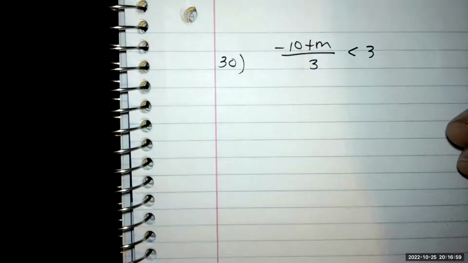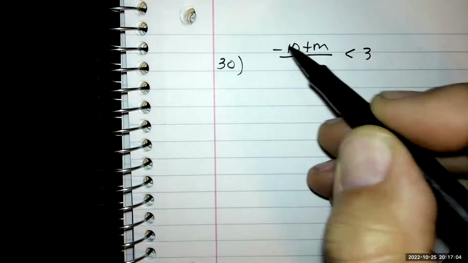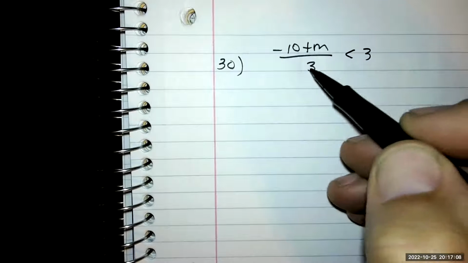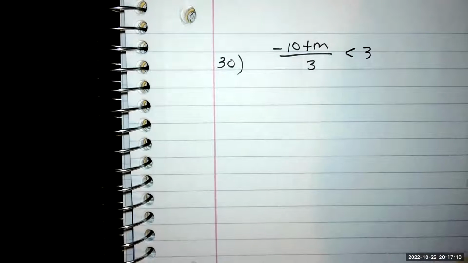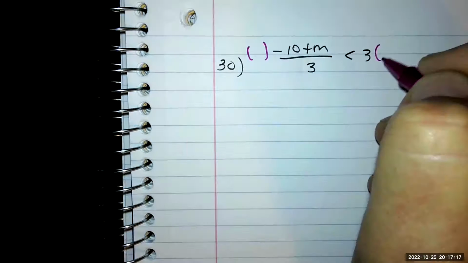All right, this is the one that's kind of like a special case. Remember the divide sign? The 3 is being divided into both of these. It's not being divided just into m. So we have to get rid of the divide by 3 first. It's a special case one. So what's the opposite of divide by 3? We're going to multiply. Remember, I like using parentheses as multiplication.